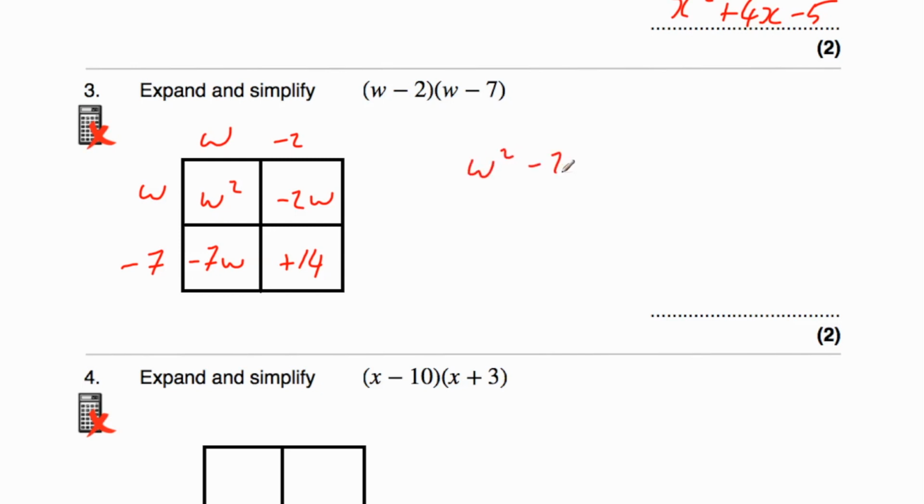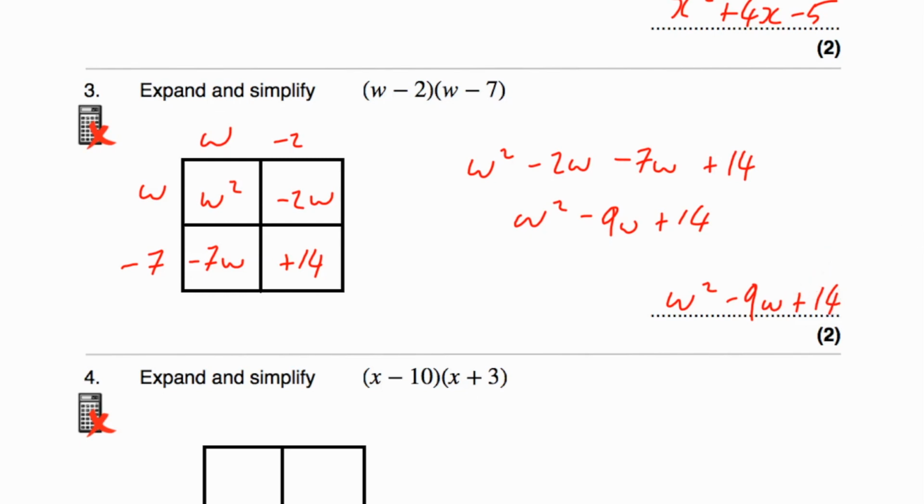And now let's just write that out. W squared minus 2w minus 7w plus 14. So here we've got negative 2w, take away another 7w. So if you had minus 2 and you take away another 7, you'd get minus 9. So the answer would be w squared minus 9w plus 14. So that's our answer, w squared minus 9w plus 14.